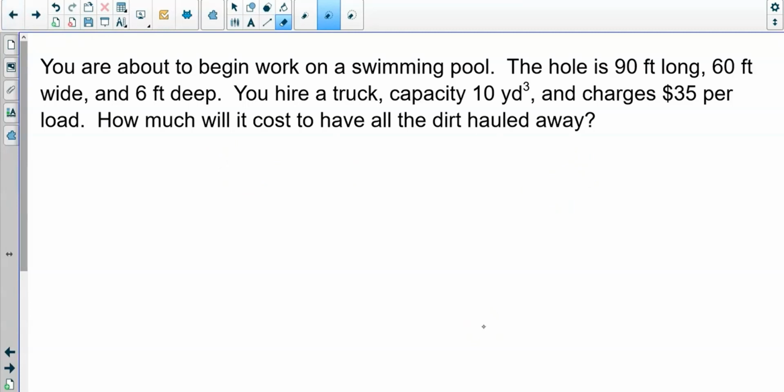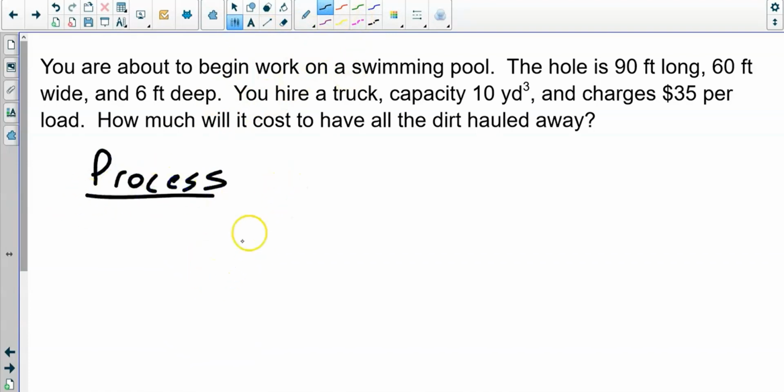So again, this is just like what we did in 10.3, and we did a problem like this in 10.4, so we're just going to do it again. Again, remember, it was a 3-step process. So let's talk about that process again. Step number 1, we need to find the volume of whatever we're looking for. Since this is in 10.5, it's all about volume. So what is the volume?